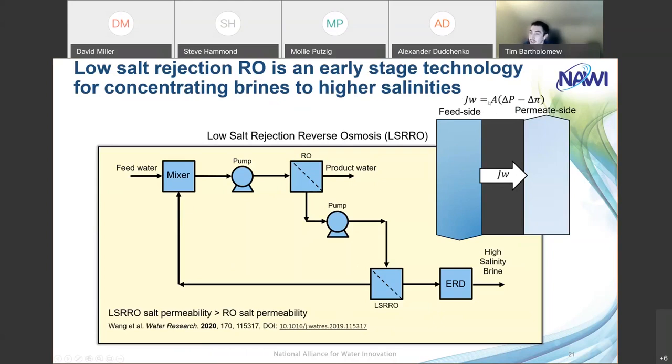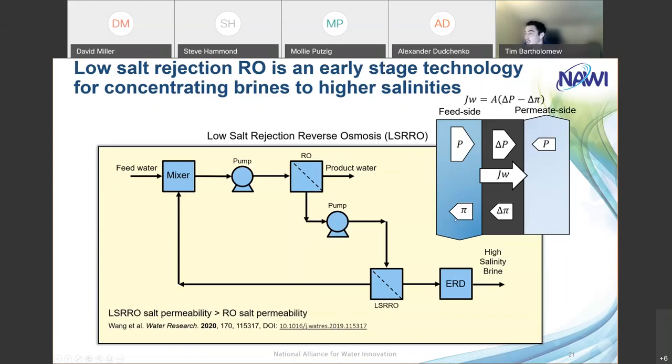It is the water permeability coefficient multiplied by the driving force, which is the applied hydraulic pressure difference minus the osmotic pressure difference. In reverse osmosis, the feed side has the saline feed, so it has some non-zero osmotic pressure. But the permeate side is almost pure water, with very little salt content and negligible osmotic pressure. So we apply a high hydraulic pressure, with atmospheric pressure on the permeate side, and we can apply a large applied hydraulic pressure difference. That can overcome the osmotic pressure difference, so we can have water flux.